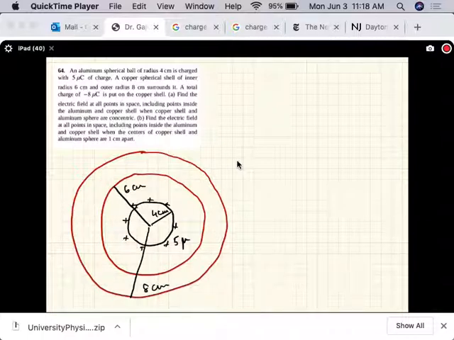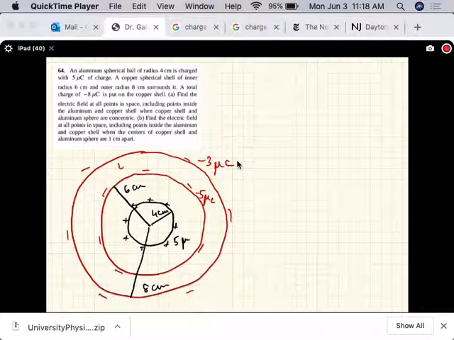What you want is the electric field inside the shell to be 0. And for that to happen, here's how the charge distributes. You get minus 5 microcoulombs in the inner part and minus 3 microcoulombs on the outer surface. So here's minus 5 microcoulombs and minus 3 microcoulombs. That's how the charge distributes.